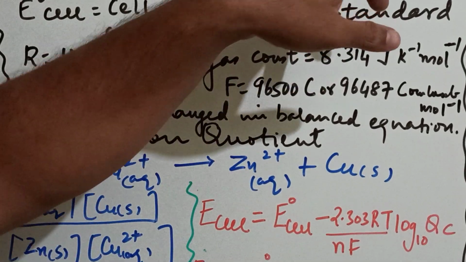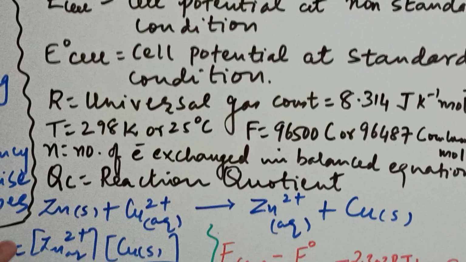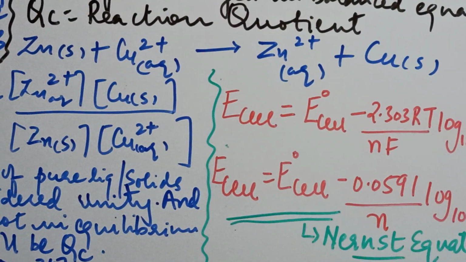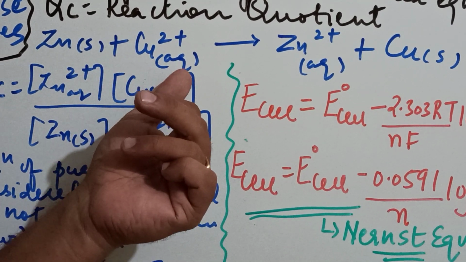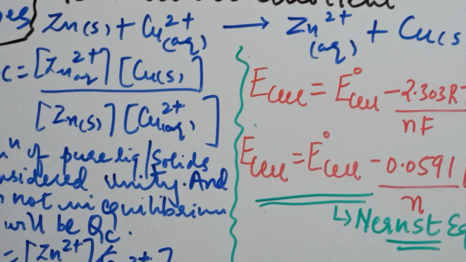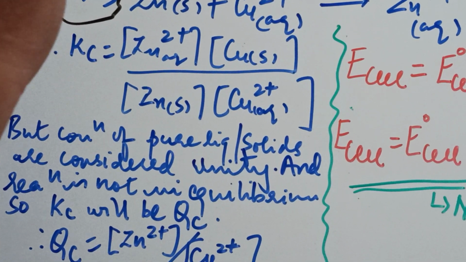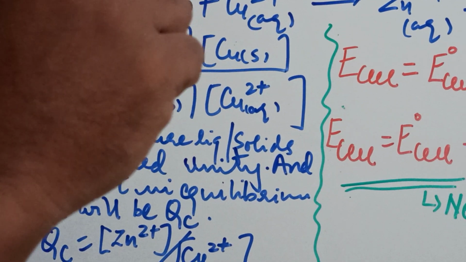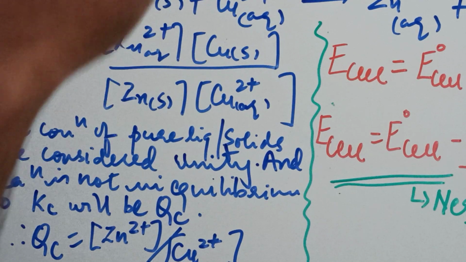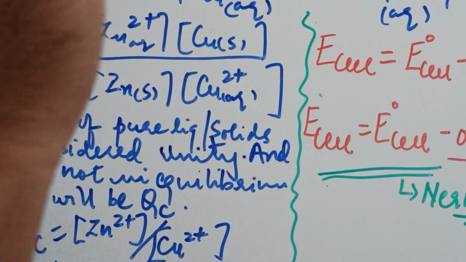Qc is the reaction quotient. Let us try to understand. We had the equation which we studied yesterday in the case of that Daniell cell: zinc solid plus copper 2 plus aqueous gives Zn 2 plus aqueous plus copper solid. Now, if you try to write the equation, we have studied this in equilibrium processes in standard 11. If your course was properly completed in your schools, we have already completed it, so students don't have to worry.